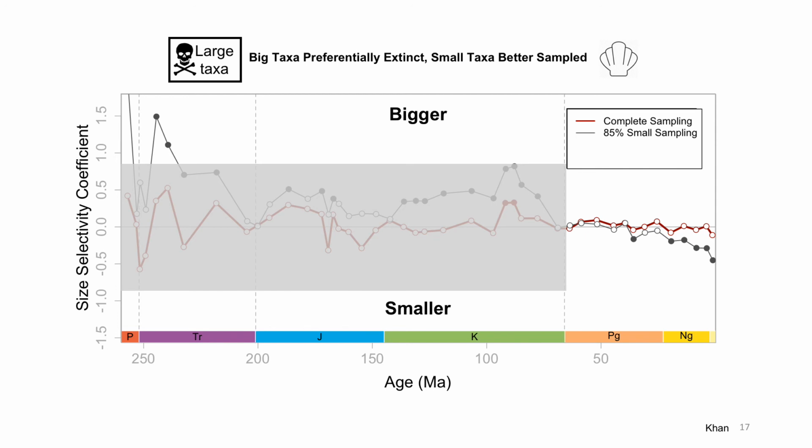In the Cenozoic, our simulated completed record suggests no associations between size and risk, but our degraded record identifies multiple instances where smaller taxa are significantly at risk of extinction.